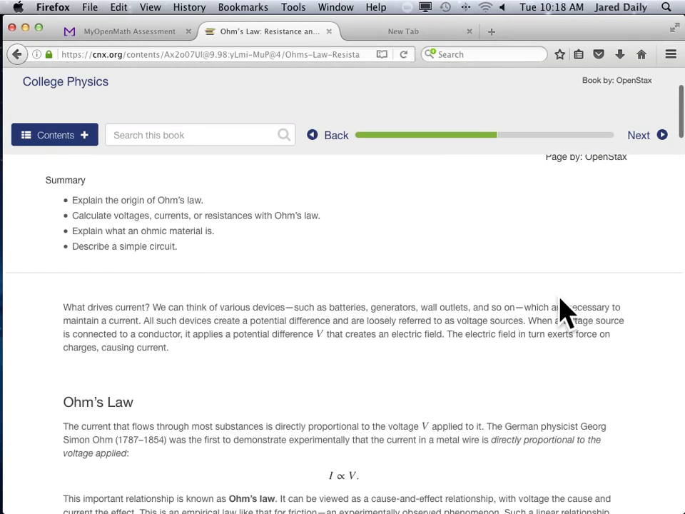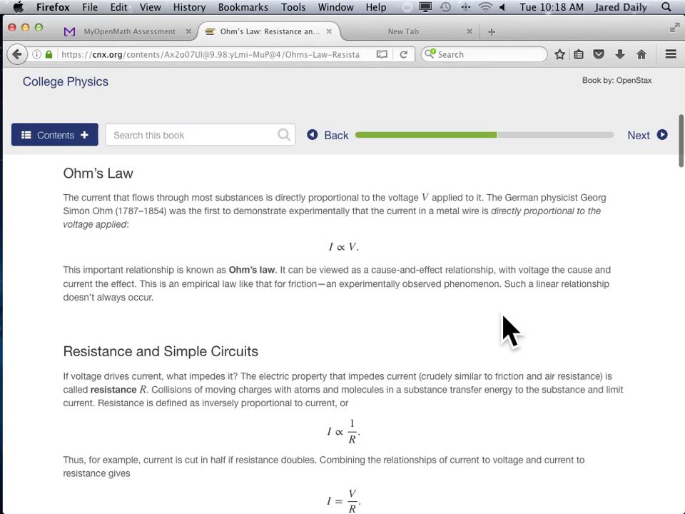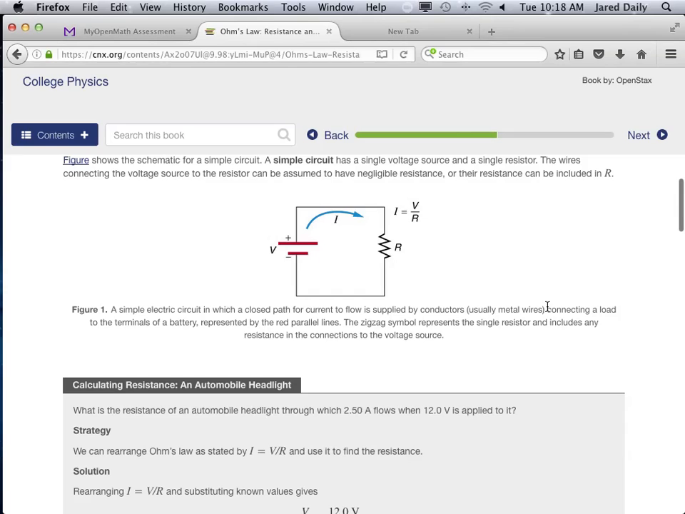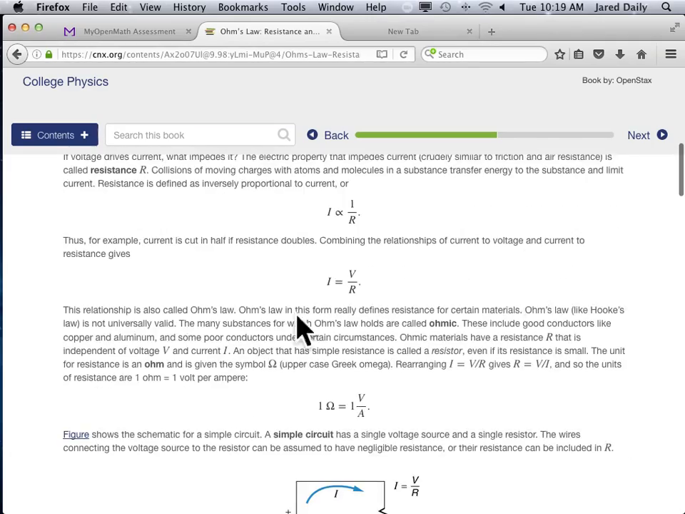So now that we understand a little bit about current, we need to move on to Ohm's law. Ohm's law is named for Georg Simon Ohm, a German physicist from a couple hundred years ago. He did a lot of experiments with circuits and electricity, and he came up with what is now called Ohm's law. It's a very simple equation: V equals IR, or voltage equals current times resistance. It's often written as I equals V over R.